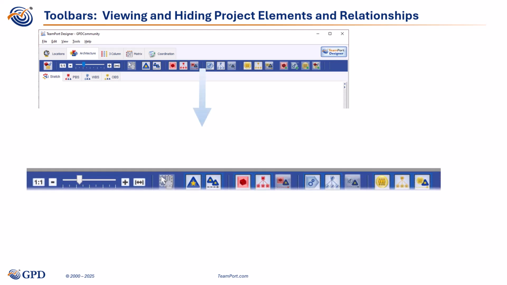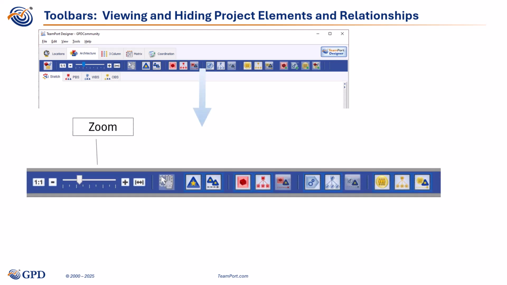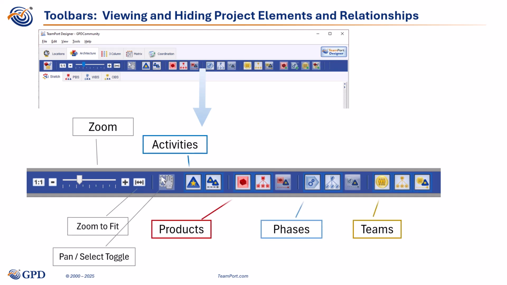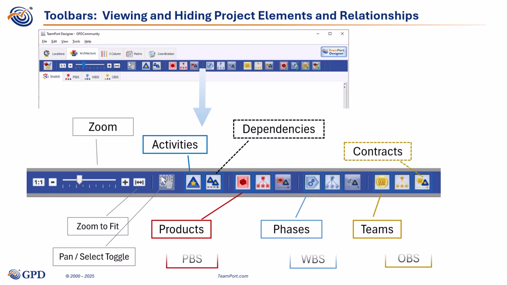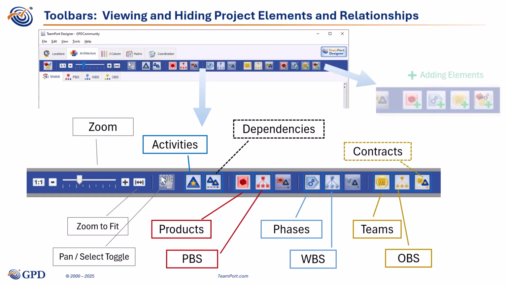On the left are buttons to zoom, while in the center are buttons to show and hide elements. And on the right, buttons to add new elements, such as products, teams, phases, and activities. The title of each button can be seen in the tooltip when hovering the mouse.